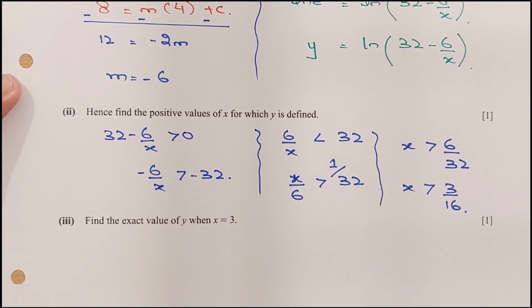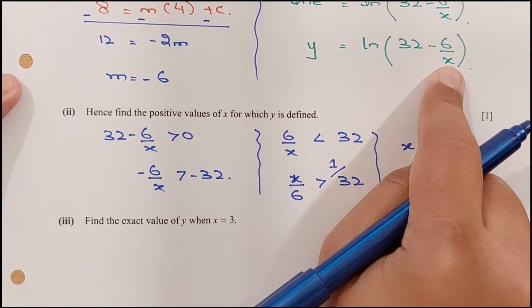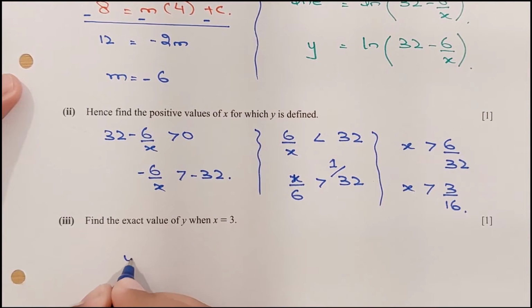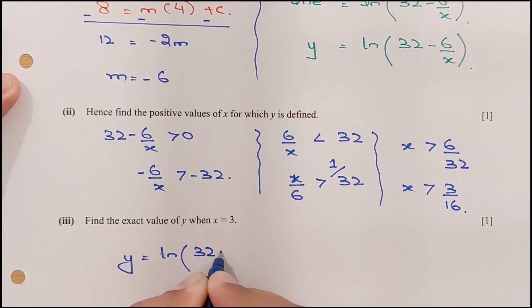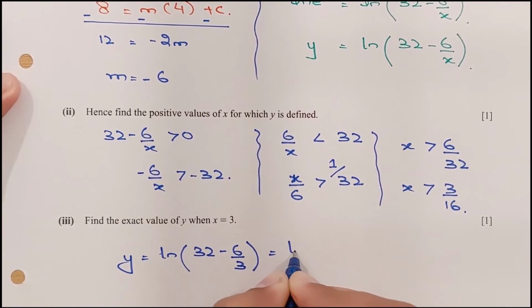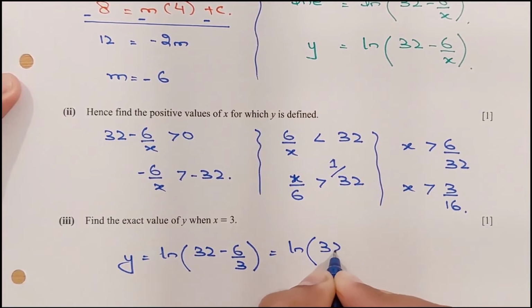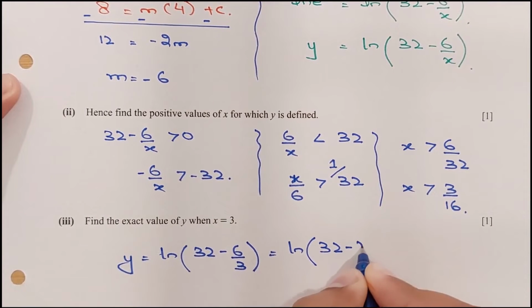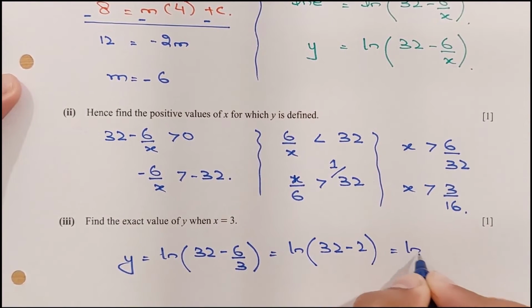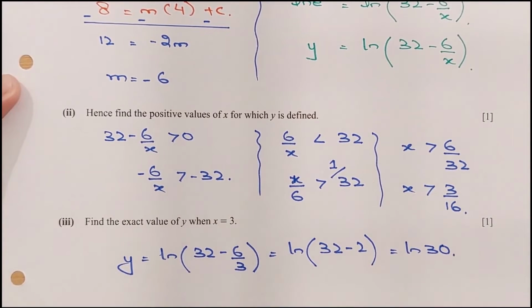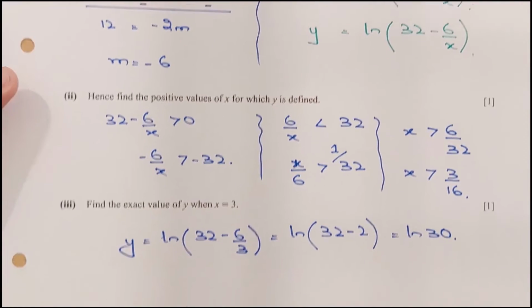Now for part 3, find the exact value of y when x equals 3. So in this, just put x equals 3 and solve for the exact value of y. So y is equal to natural log of 32 minus 6 over 3. Right, so this is natural log of 32 minus 6 by 3. 3 times 2 is 6. This is natural log of 30, right? So this is the exact value for y.